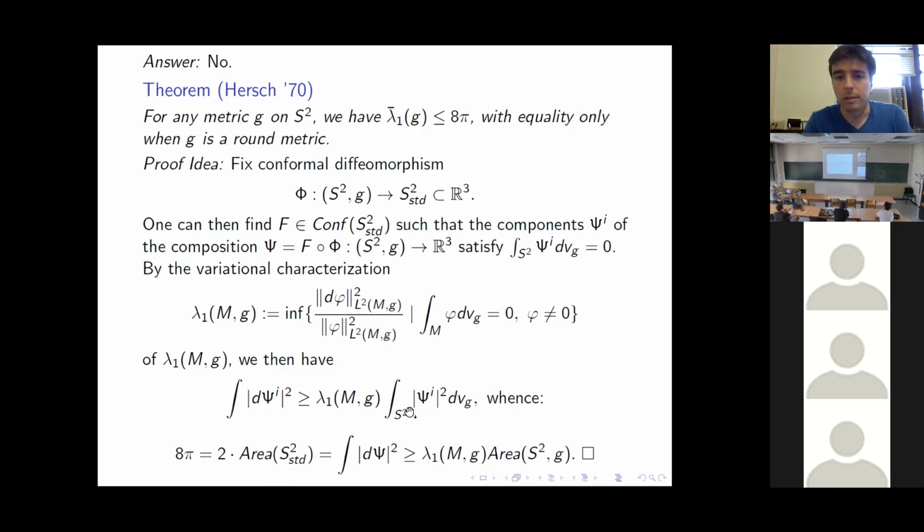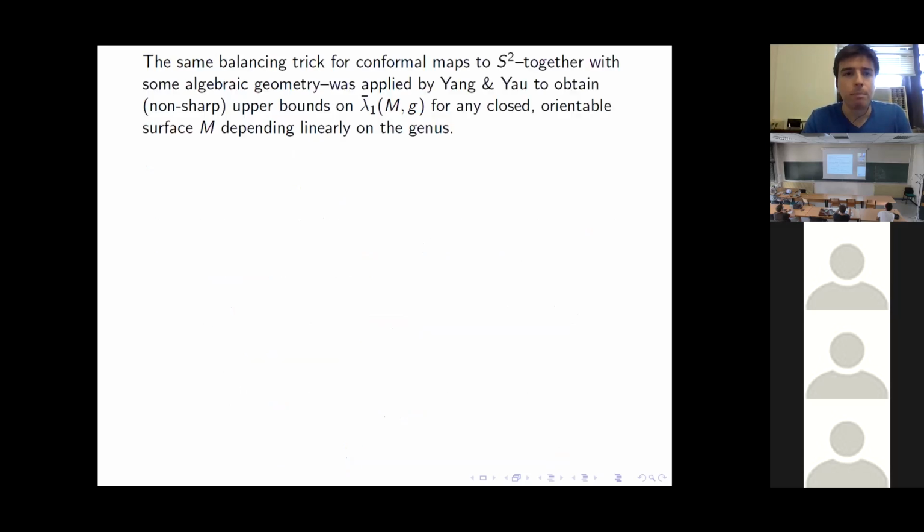And then since the sum over i of here is just going to be exactly 1, we just get lambda 1 times the area. So we get this really direct proof that the area normalized first eigenvalue is bounded above by 8 pi. And if we chase through what happens in the case of equality here, this conformal diffeomorphism has to be by first eigenfunctions of the Laplacian, and it's not hard to see that we have to be isometric. Okay, so that's Hersch's theorem from 1970. All right, so that's far from the end of the story.